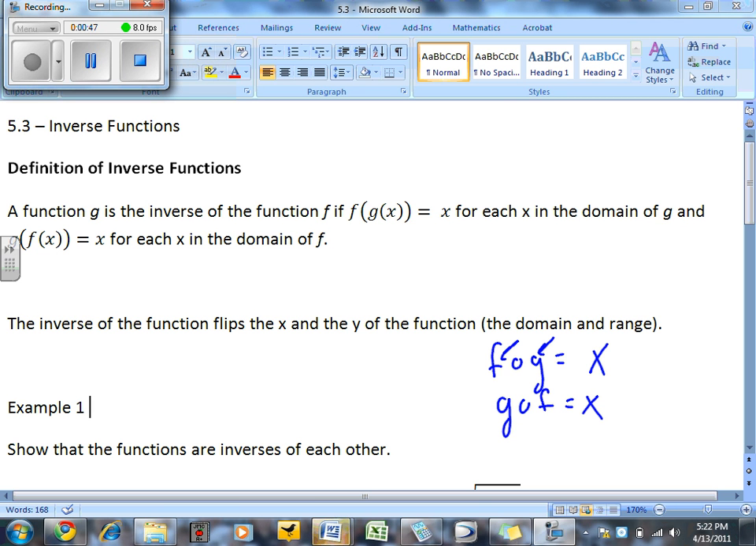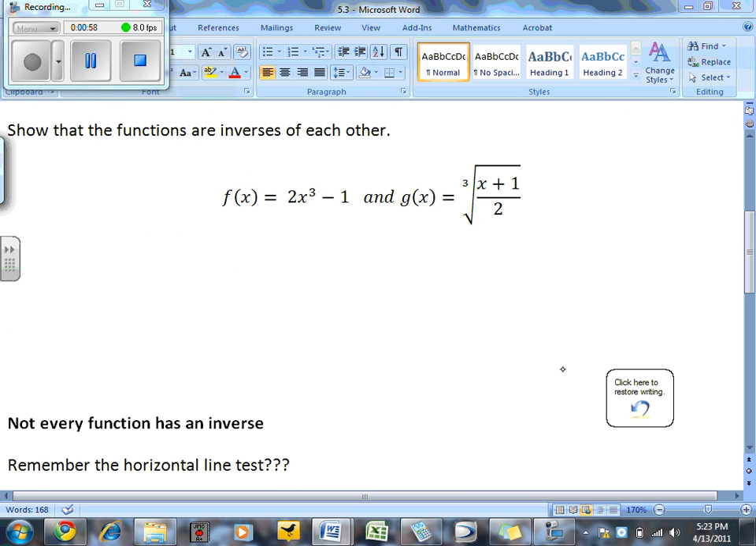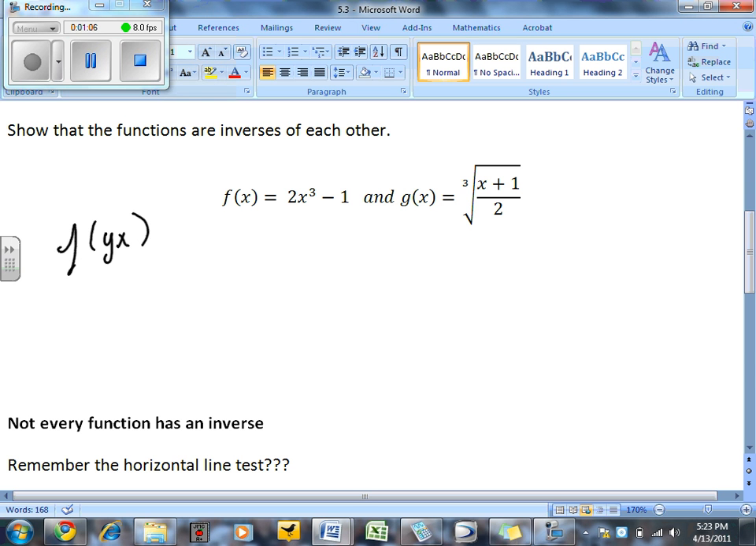And just a helpful reminder, the inverse of the function flips the x and the y of the function, so it flips the domain and the range. Real quick here, I want to show you that these functions are inverses of each other. Well, from our definition, f of g of x had to equal x.